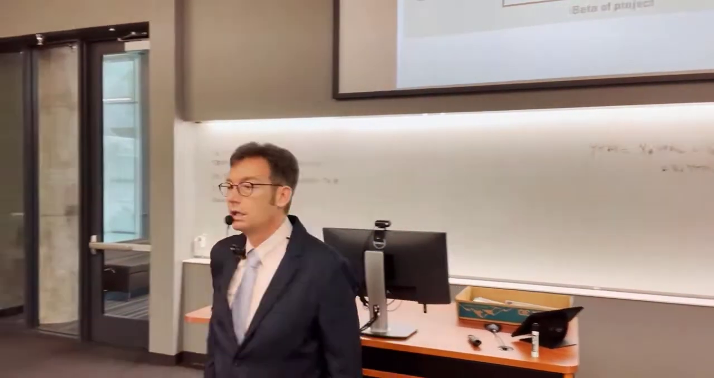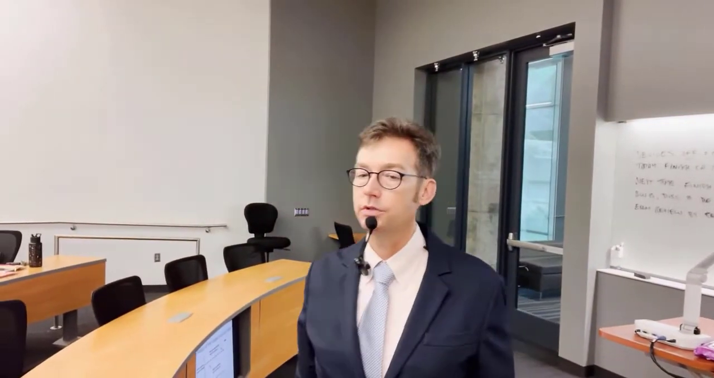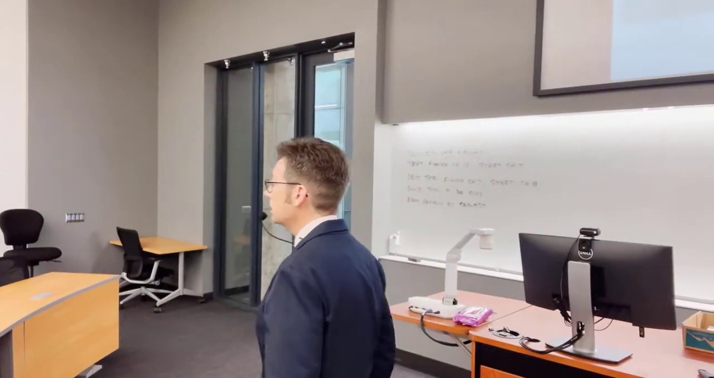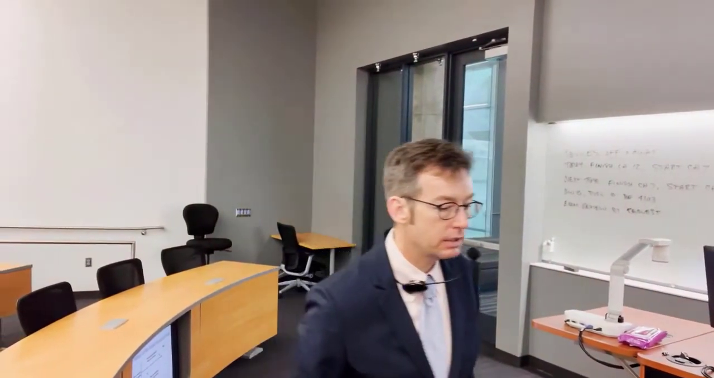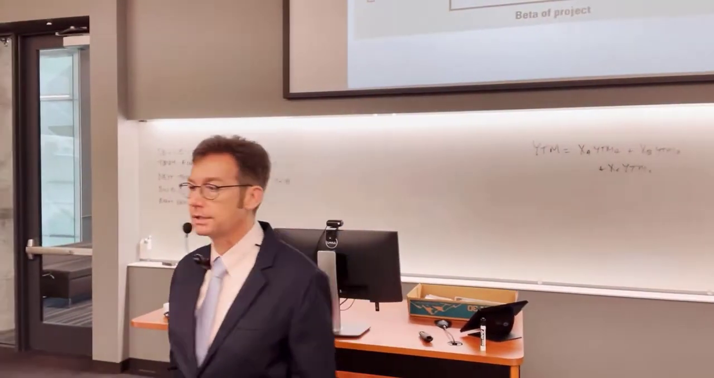So, here's what happens if we only use the weighted average cost of capital and we don't adjust for the risk of the individual projects. What we have here is on the horizontal axis, we have the beta of the project, and on the vertical axis, we have the discount rate for the project.